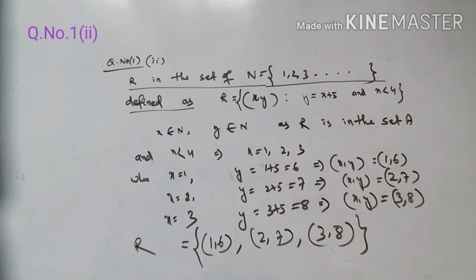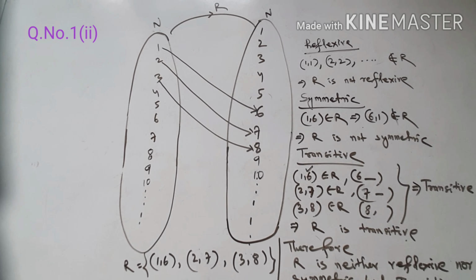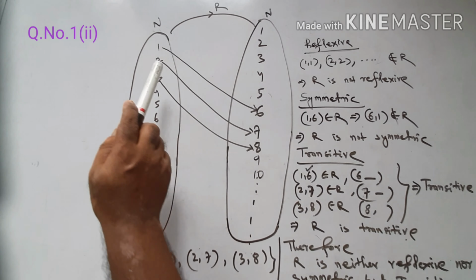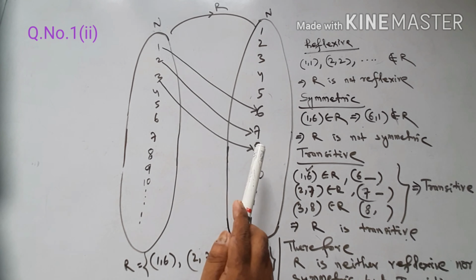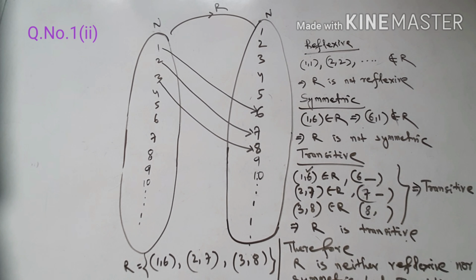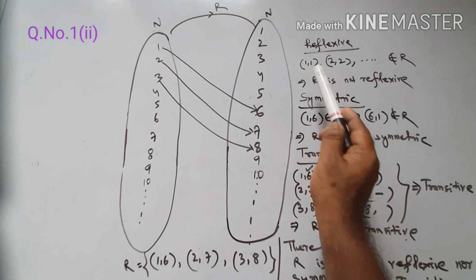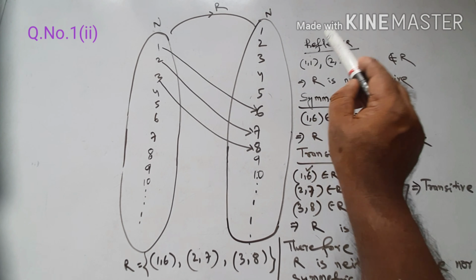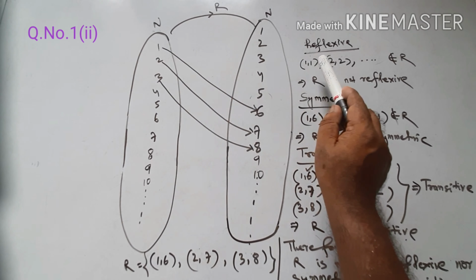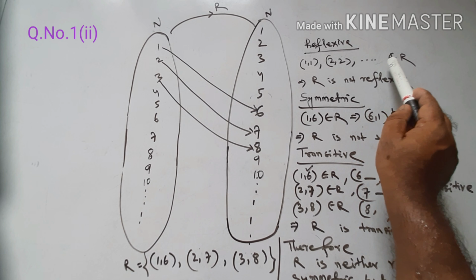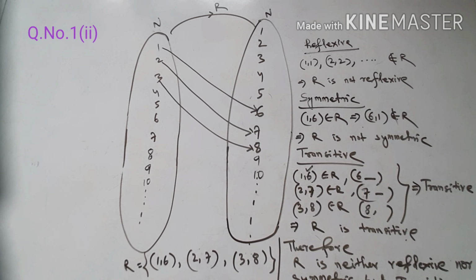Next we go to the diagram of this set, then we discuss one by one. Here the relation R contains (1, 6), (2, 7), (3, 8). So 1 is related with 6, 2 is related with 7, 3 is related with 8. Now the reflexive property: the same element is related with itself. So 1 must be related with 1, but this element is not present here. So (1, 1), (2, 2) and all such elements are not present in R. So R is not reflexive.